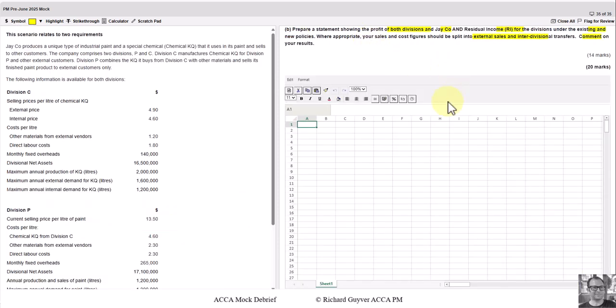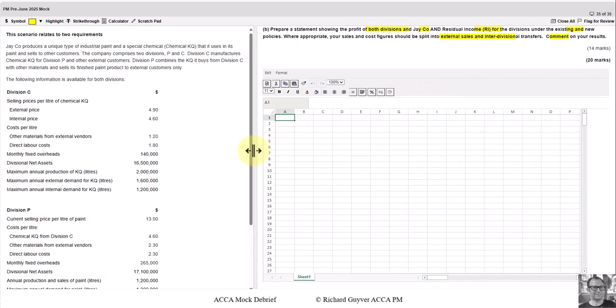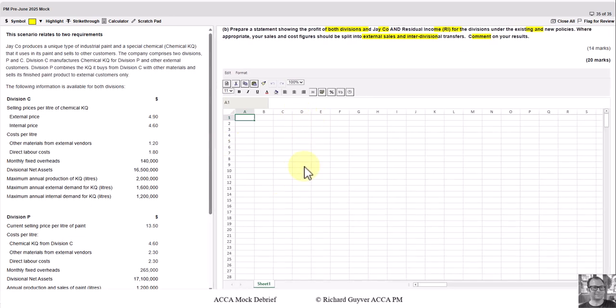So now I need to prepare my profit statement. I would certainly recommend using a 3-column approach, one for Division C, one for Division P, and one for the group. I've left a gap just in case I've got any notes or workings or anything like that I need to include. And that's fine, but the one risk is if I then use a sum function here, that I only pick up the relevant columns and I don't pick up anything in my notes or my workings column.